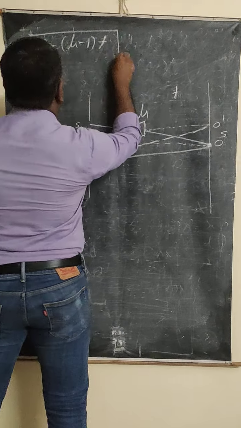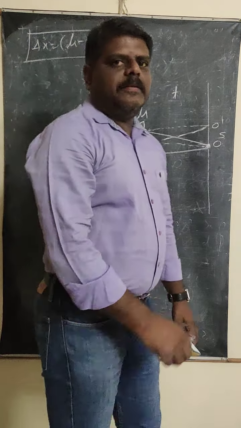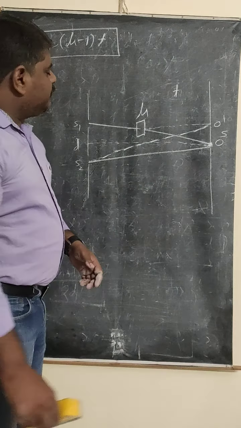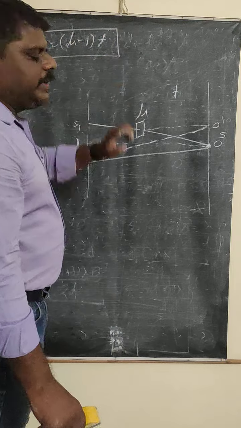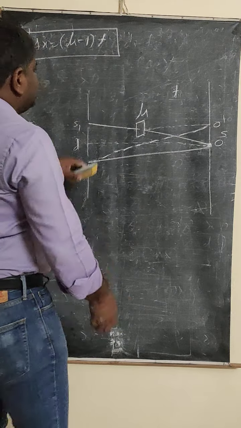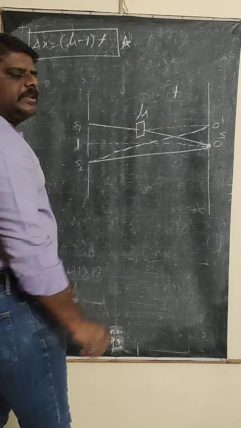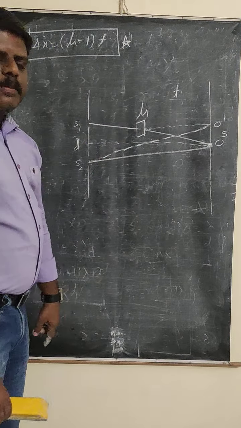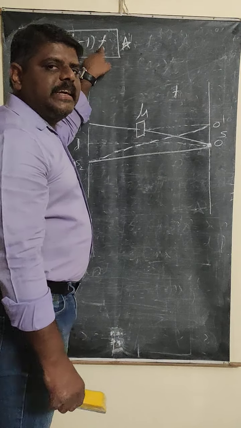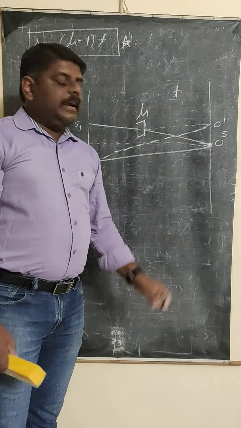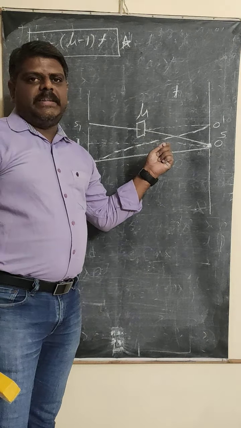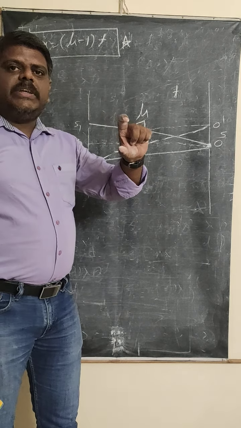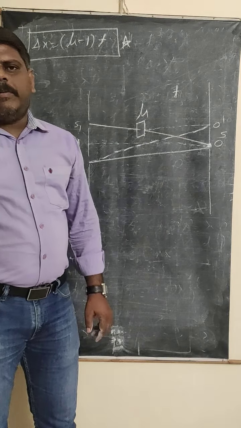This is the condition you have to remember. Whenever a thin transparent glass plate is introduced, the path difference produced is (mu minus 1) into t. This formula is very important. What does mu represent here? The refractive index of the thin glass plate, and t represents the thickness of the glass plate, which must be transparent. Always remember, in whichever ray of light you introduce the thin glass plate, in that direction the shift will be produced.